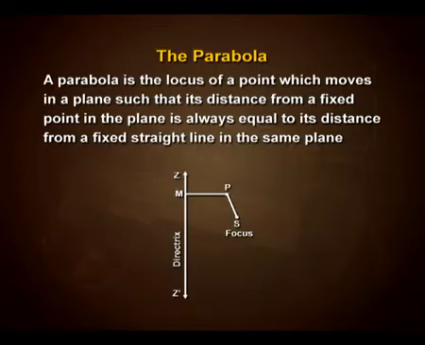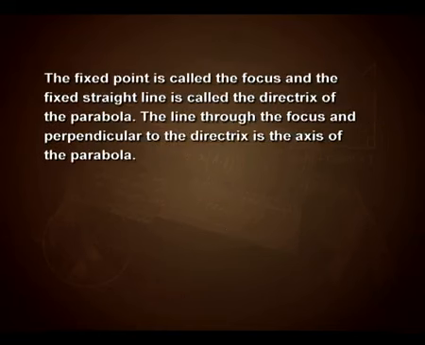So, what is the parabola? A parabola is the locus of a point which moves in a plane such that its distance from a fixed point in the plane is always equal to its distance from a fixed straight line in the same plane. The fixed point is called the focus and the fixed straight line is called the directrix of the parabola.